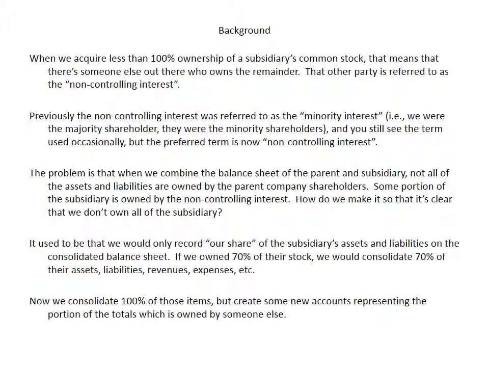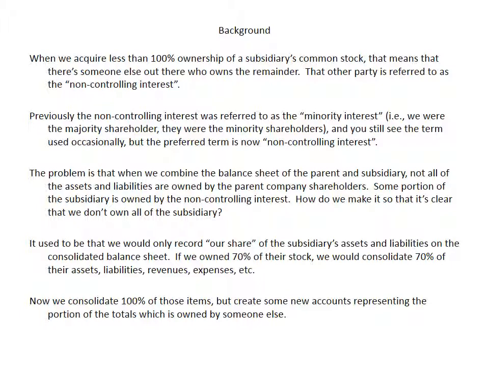The problem is that when we combine the balance sheet of the parent and the subsidiary, not all of the assets and liabilities of the resultant combined entity are owned by the parent company shareholders. Some portion of the subsidiary is owned by these other people, and we need some way to indicate that part of the whole is not owned by us, the equity holders of the parent corporation.